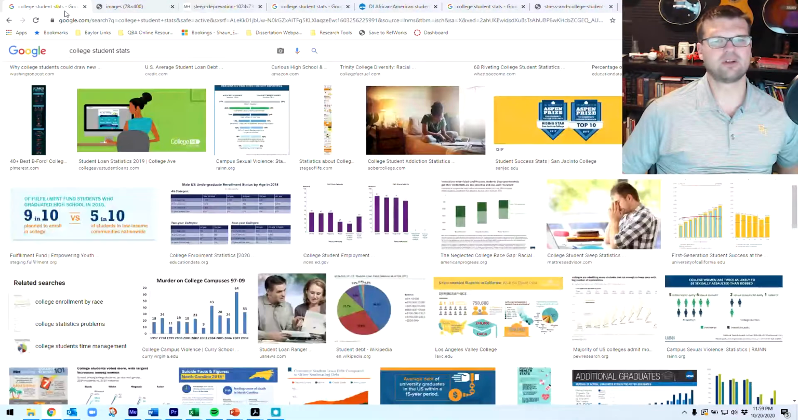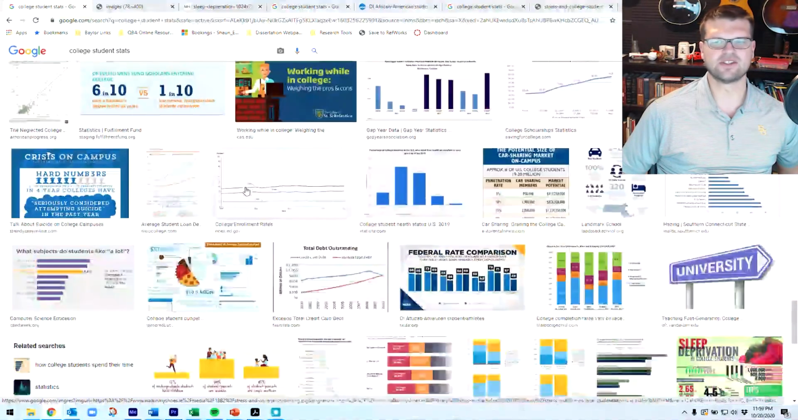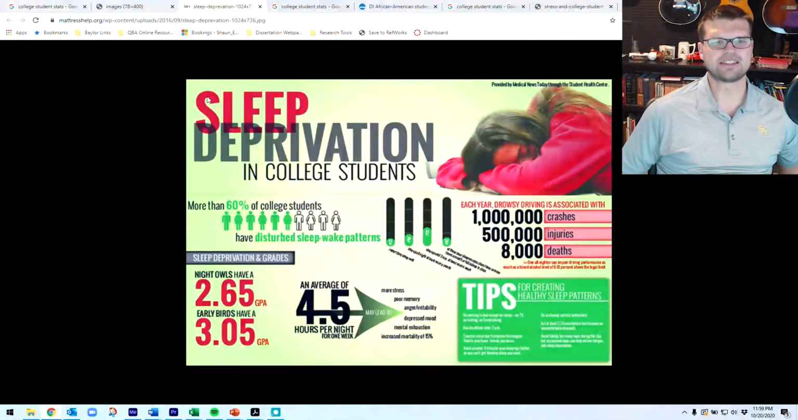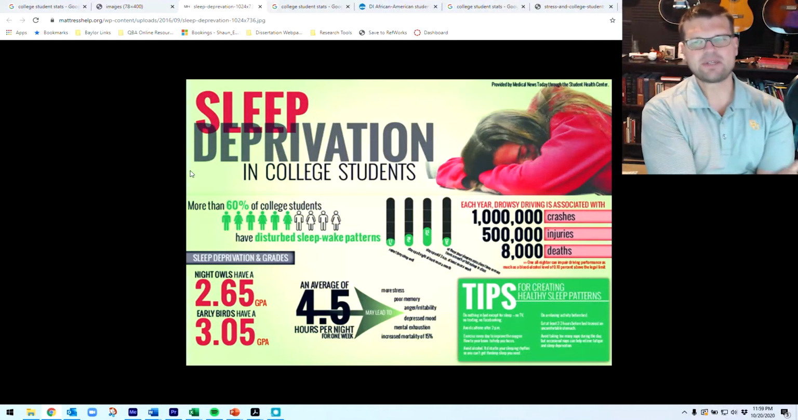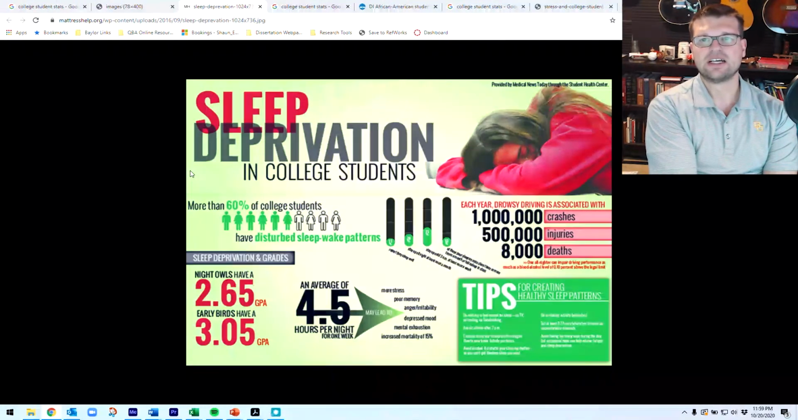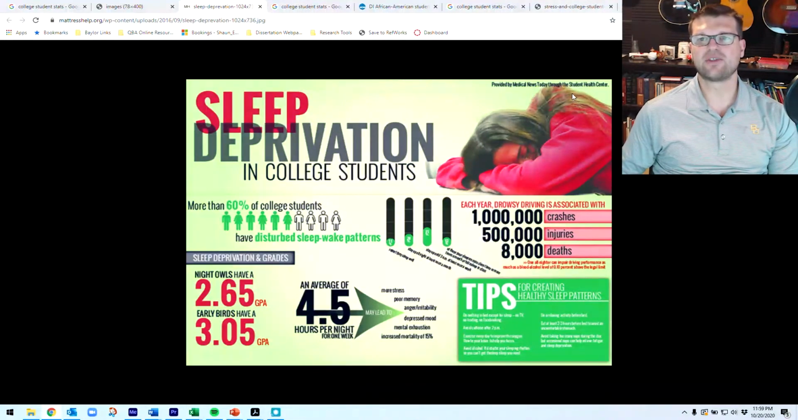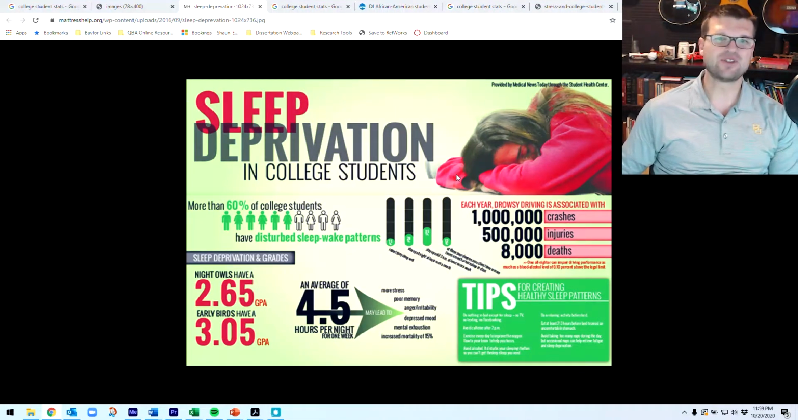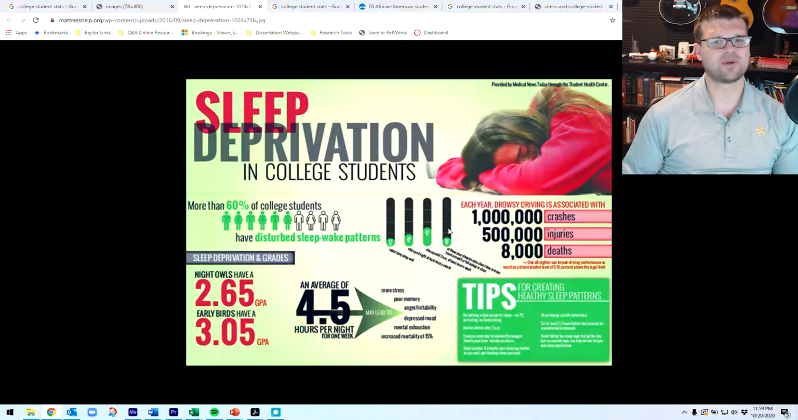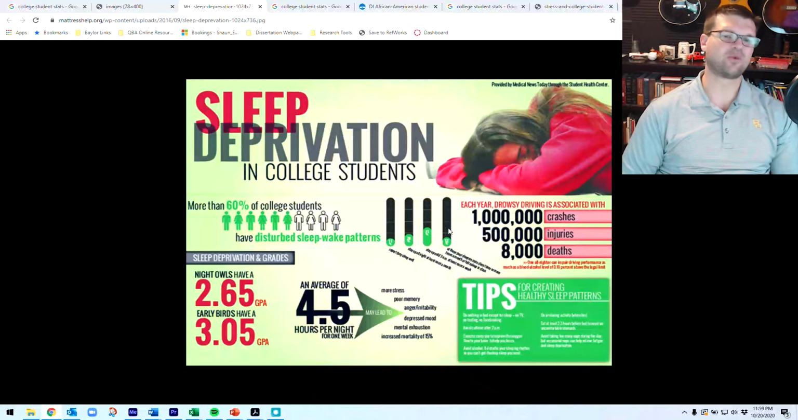This is one that I found a little bit further down the page that I really like because I've done some work with sleep in the past. So let's take a look at this. Sleep deprivation in college students. First of all, Medical News Today through Student Health Center. I'm assuming that this is probably pretty reasonable, that the way that this was collected was probably a quality sample, but we really don't know. We don't know how many people were sampled. We don't know where they were sampled. We know nothing about this except for the stats that are right in front of us.